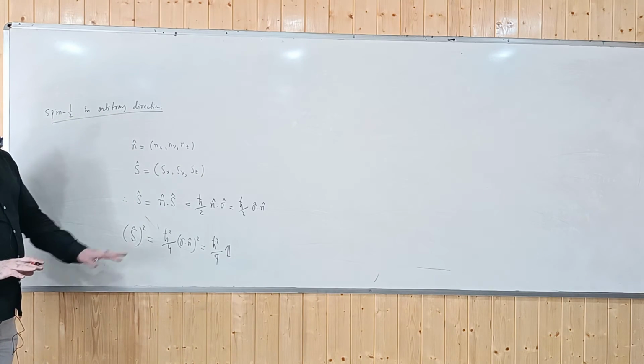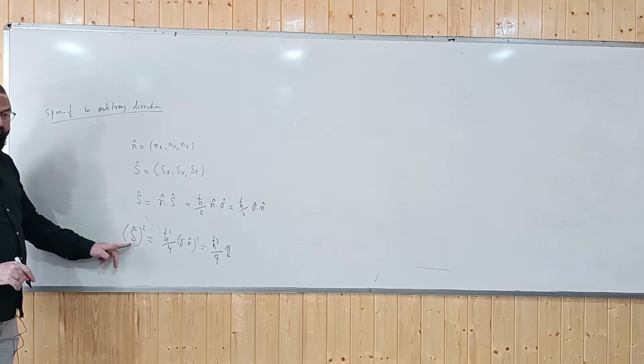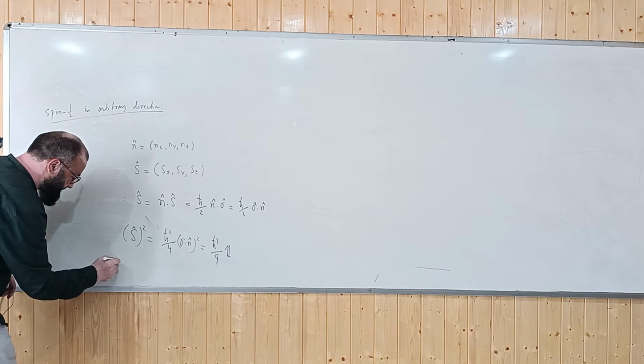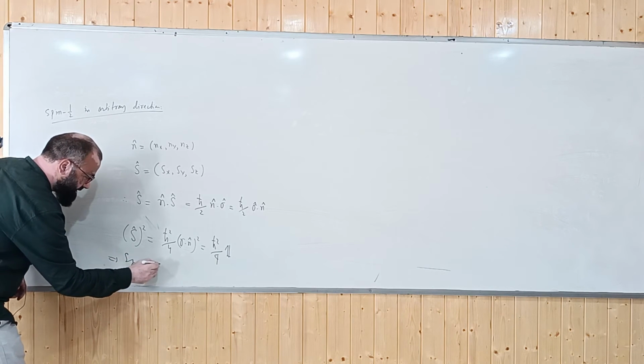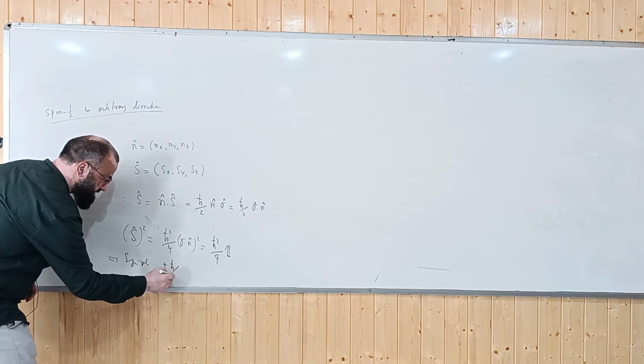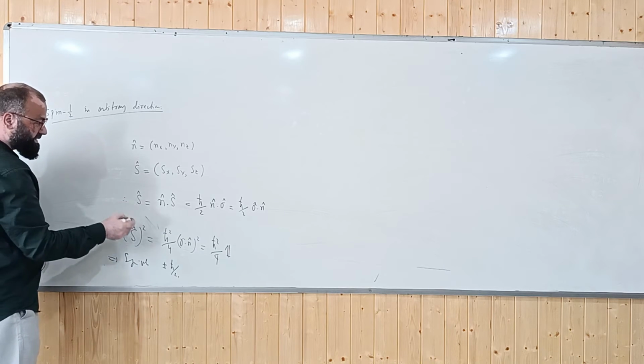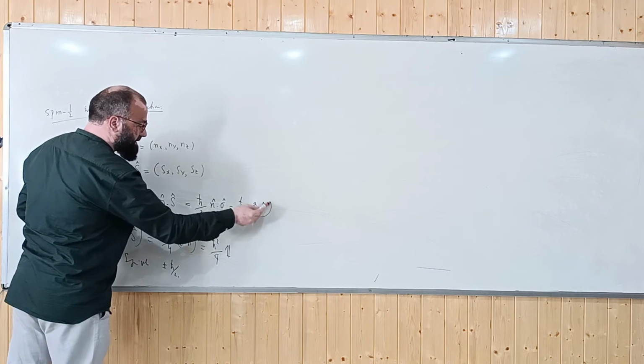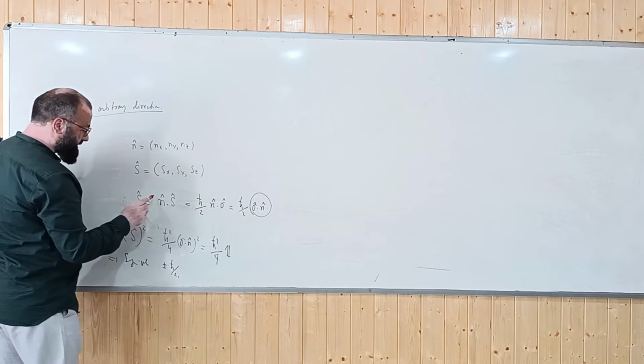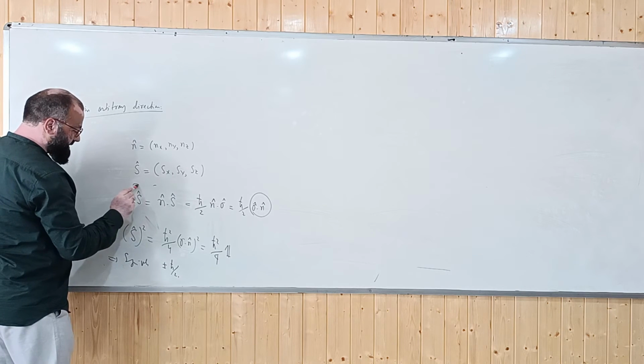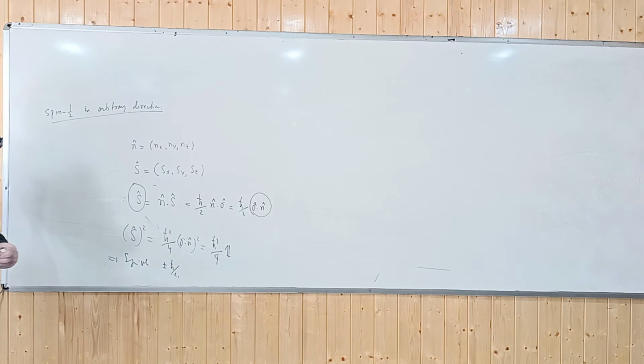Clear? So now tell me what are the eigenvalues of this S? Eigenvalues are plus minus h-bar by 2. So it means the eigenvalues of sigma dot n are plus minus 1. In other words, the eigenvalues of this operator are plus minus h-bar by 2. Clear? Okay, so now let's figure it out.